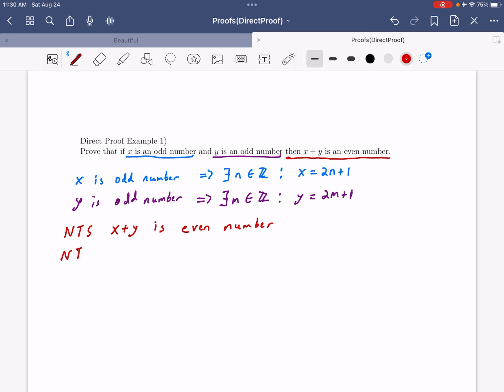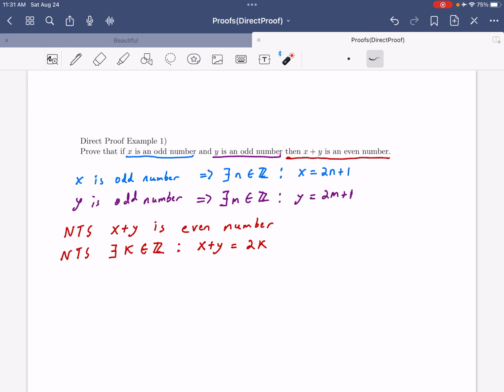So we need to show, same thing, there exists a k, we're just using another letter, we don't want to reuse n, we don't want to use m. There exists a k, which is an element of the integers, such that x plus y is 2k. Now notice that the definition for an even number is that it's 2 times something. That guarantees it's divisible by 2. That's guaranteeing that it's an even number. So again, what we've done so far, we haven't started the proof at all yet. We haven't made any sort of logical steps or anything. We're just using the definition.